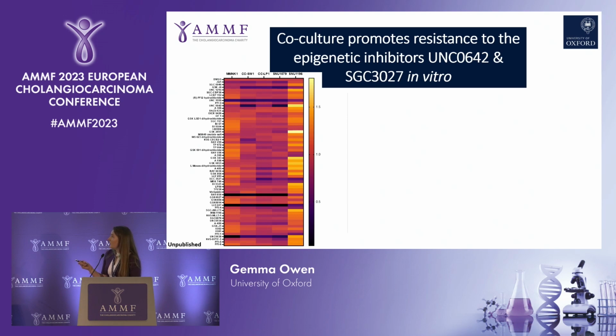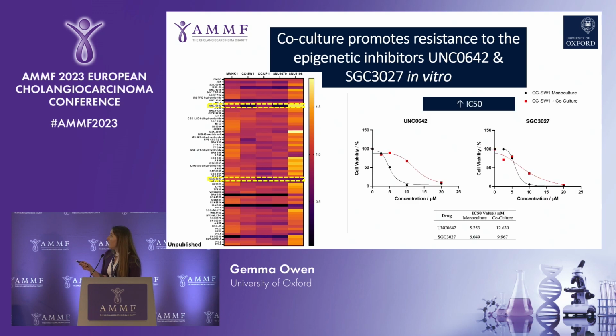We can see that yellow or white is better cell viability, so up to 100%, and black and purple is poor cell viability. What we wanted to select was a compound that caused a large decrease in CCA cell viability, but that our MMNK1 cells, our cholangiocyte cells, were mostly resistant to. So from here, we selected these 2 compounds, UNC642 and STC3027. UNC642, a methyltransferase inhibitor, and STC3027, an arginine methyltransferase inhibitor.